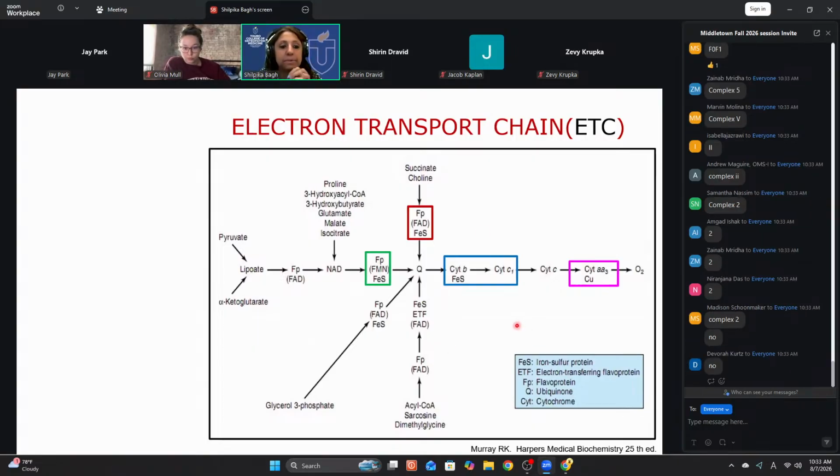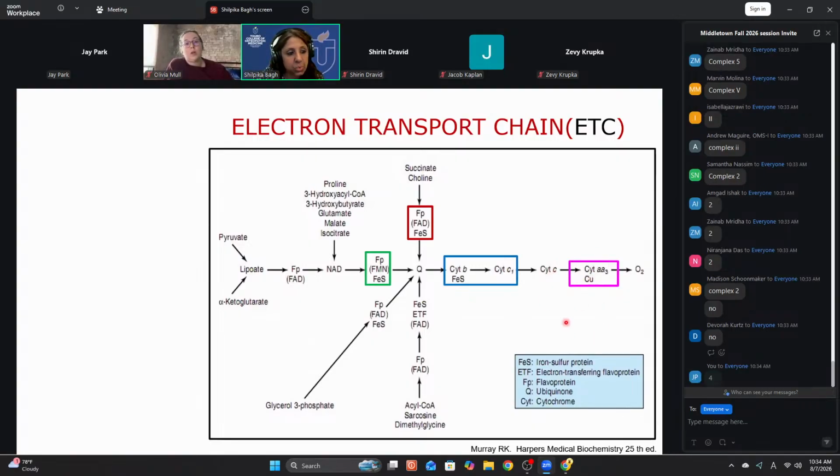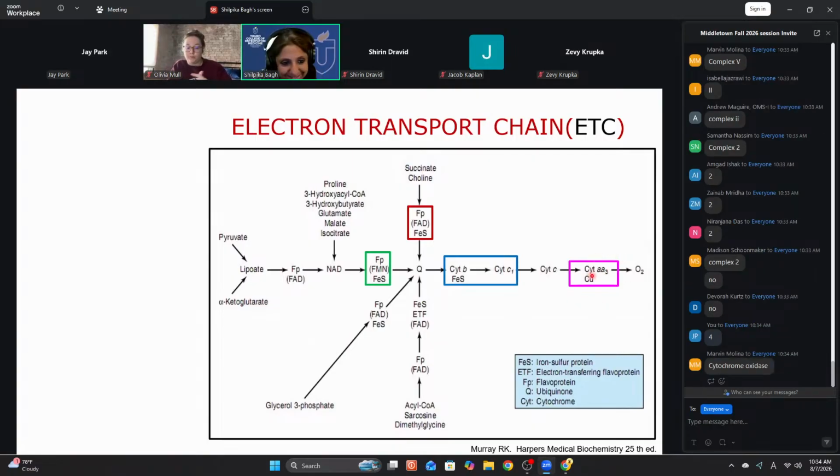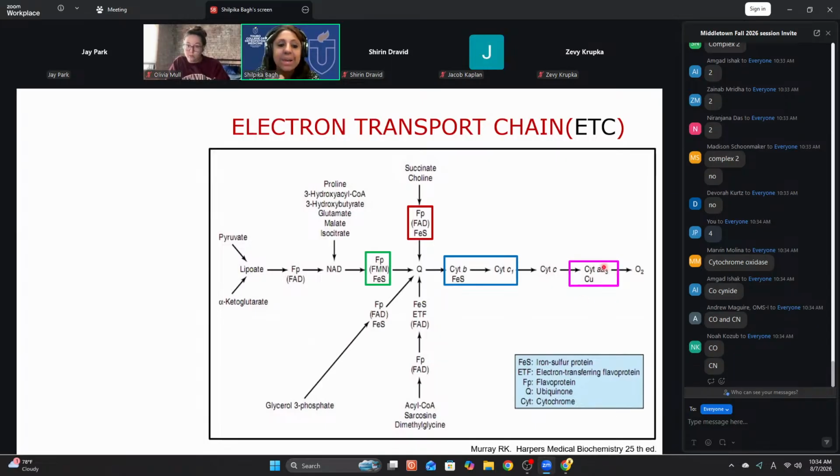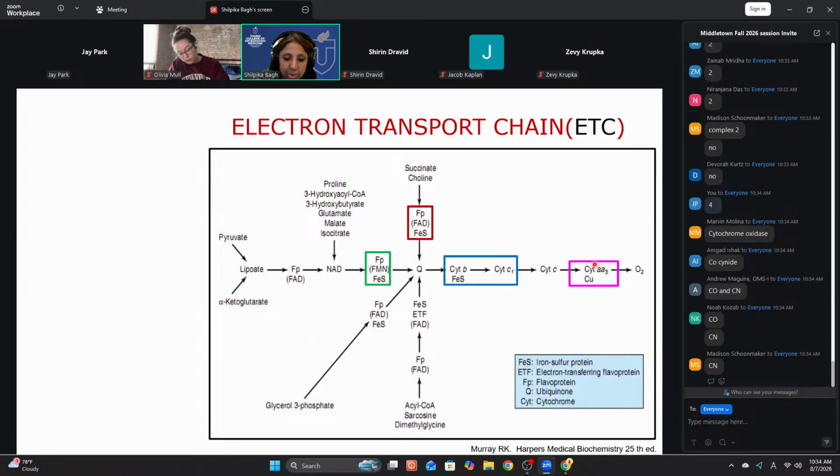No, complex 5 is also known as the F0, F1 ATP synthase complex. Also, since this last complex is linked to oxygen, what is this complex also known as? Complex 4, also known as cytochrome oxidase. Tell me its inhibitors. First you understand the components, the flow, then inhibitors. Inhibitors of complex 4: carbon monoxide and cyanide. Absolutely wonderful. Also know the function of each complex.